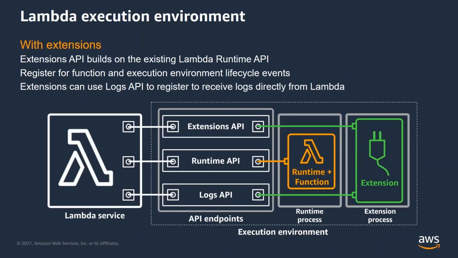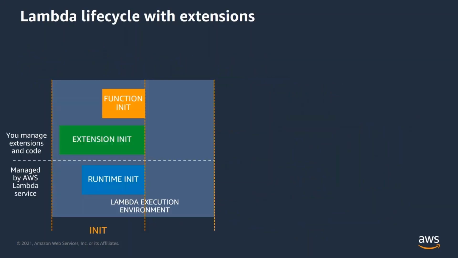With extensions, we're introducing the Extensions API, which builds on the existing Runtime API. Extension authors use the Extensions API to register for function and execution environment lifecycle events, such as Invoke and Shutdown. In response to these events, extensions can start new processes or run logic. Extensions can also use the Logs API to register for and receive logs directly from Lambda without having to go via CloudWatch Logs. So let's take a look at what this looks like with a timeline.